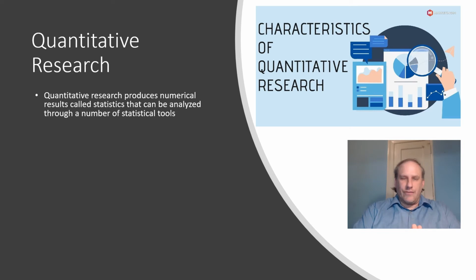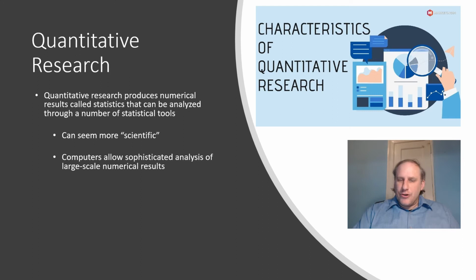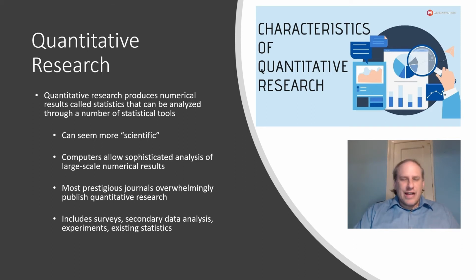Quantitative versus qualitative research. That is a question you'll hear debated. When we say quantitative, that's anything where the primary purpose is to generate numerical data that can then be analyzed, often with computers today. There are a number of statistical tools that are available for analyzing quantitative data. And the more you have of that, the more people feel numbers are the royal road to understanding. Now, it does seem more scientific, lots of numbers. Computers allow incredibly sophisticated analysis of really large scale numerical data sets. Many prestigious journals in the academic fields publish quantitative research. And that includes everything from surveys, secondary data, experiments, even existing data.